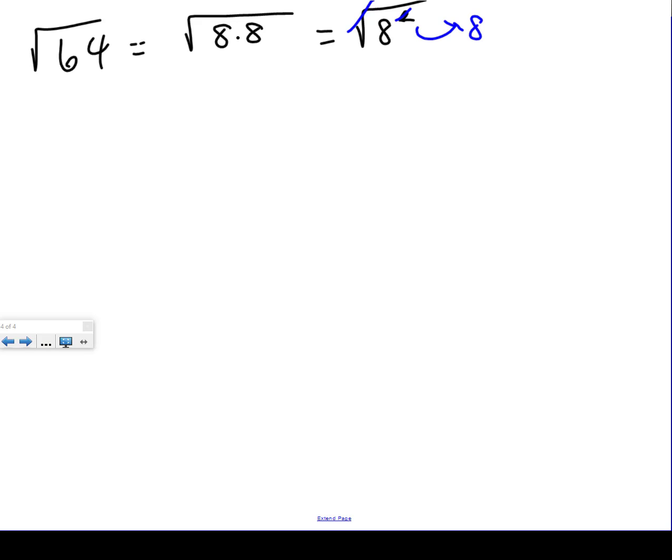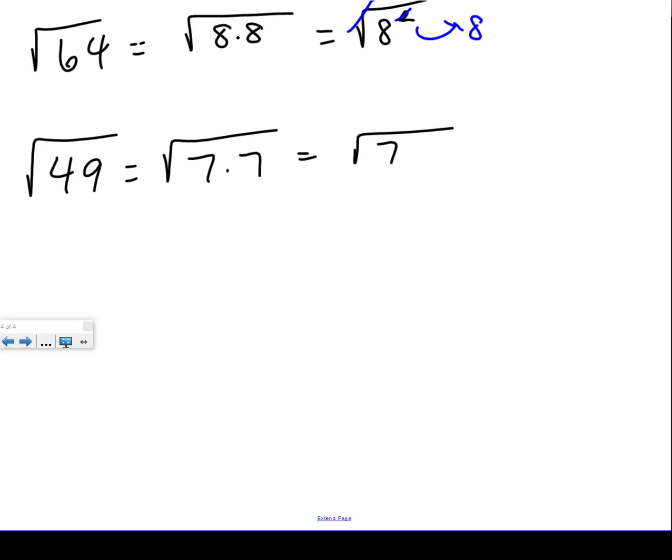All right, let's try another one. The square root of 49. 2 numbers that multiply together to give me 49 would be 7 and 7. Remember, when I'm going through this process, I have to have 2 matching numbers, 2 factors that are identical. When I rewrite this, I end up writing 7 squared because it tells me how many of those bases I have. And I know that a square root and a squared cancel out, and it gives me just 7 as a final answer. So the square root of 49 is 7.